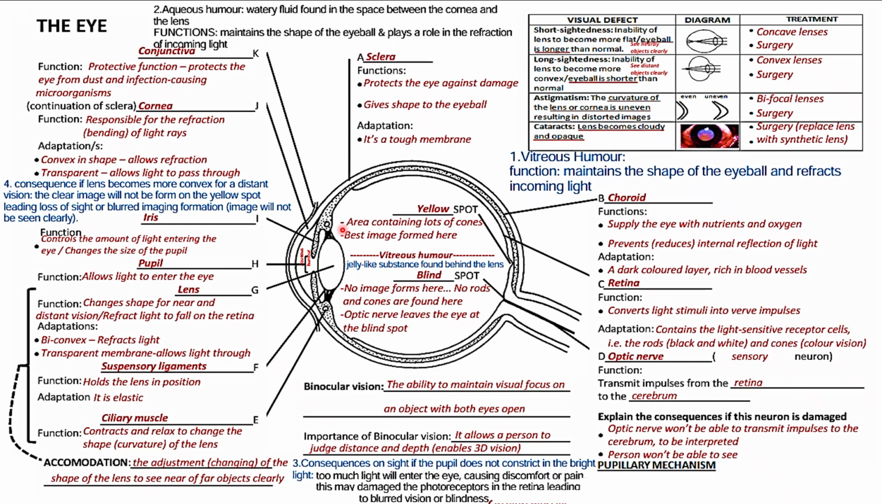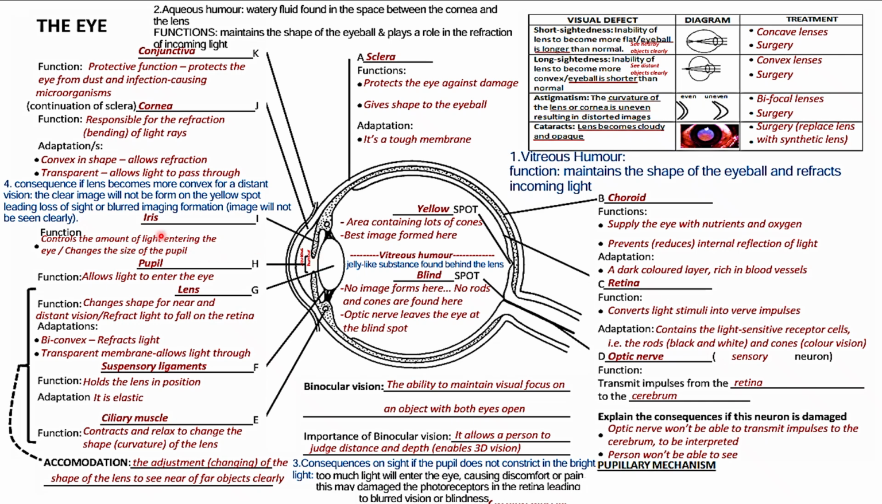And then from there, we go to the conjunctiva. What does it do? It has a protective function. That is, it protects the eye from dust and infection-causing microorganisms. It's the same as saying it protects the eye from dust and from pathogens. Pathogens are infection-causing microorganisms.